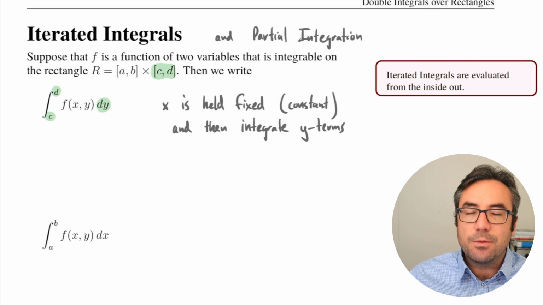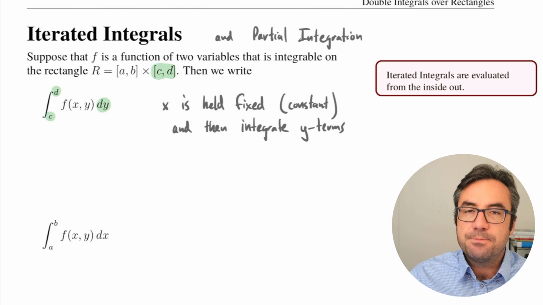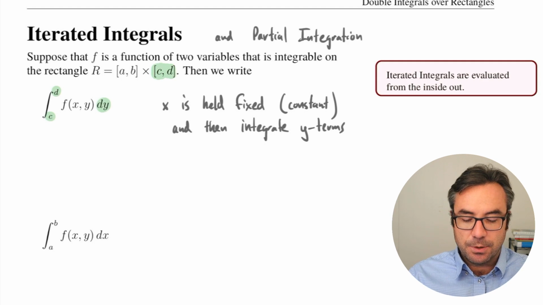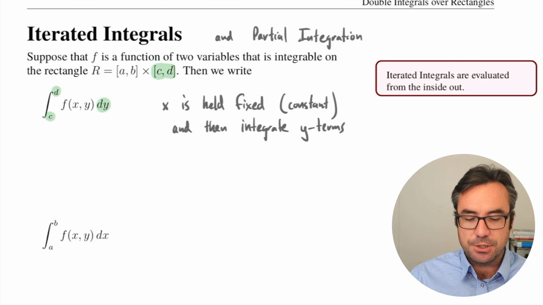That's kind of like what we did with partial derivatives. If we were doing the partial derivative with respect to y, we would treat x like a constant and then just differentiate the y terms like usual. Now we're seeing a little bit of the notation for this idea of partial integration.